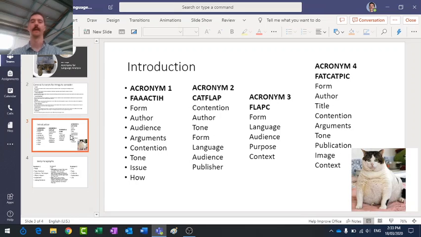So that's introduction and conclusion and different acronyms you can use. Your task, I guess, is to memorize these and to be able to use them in your work.